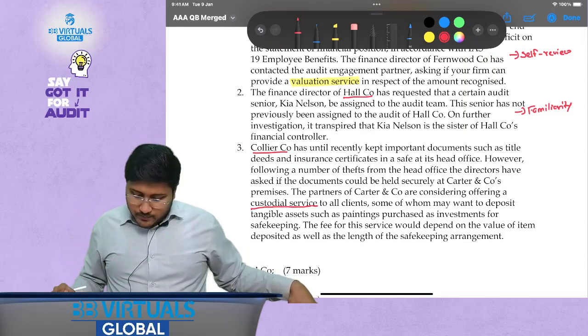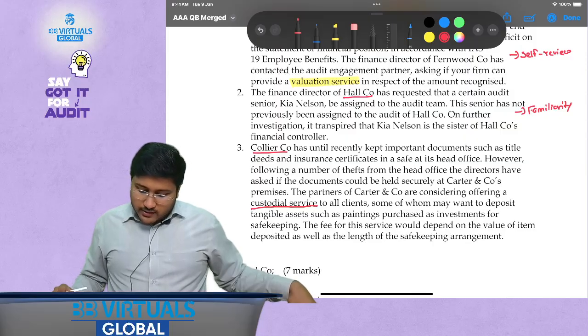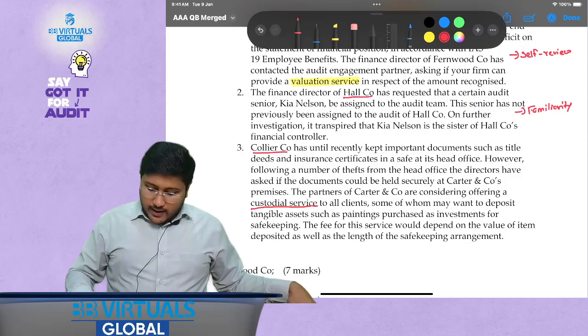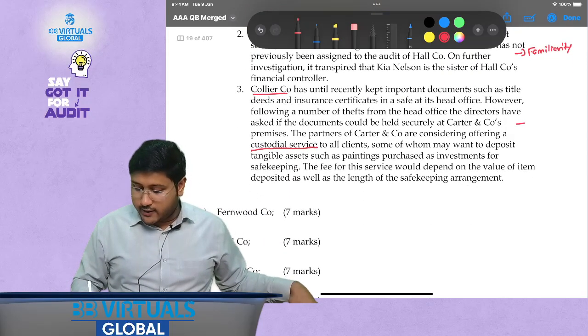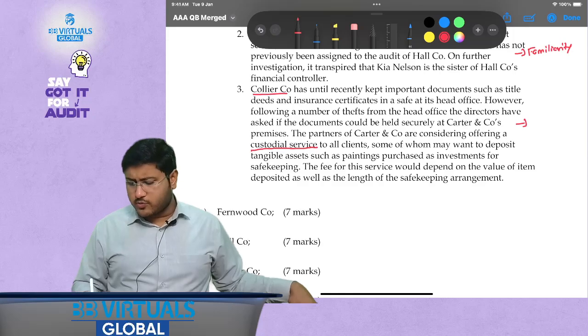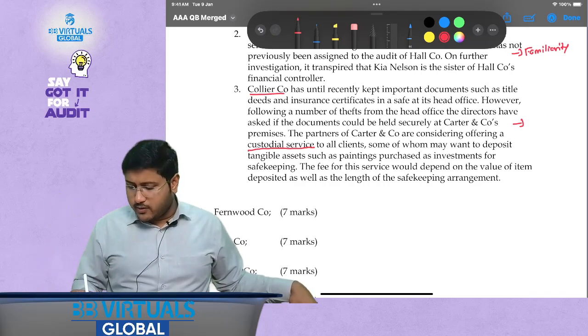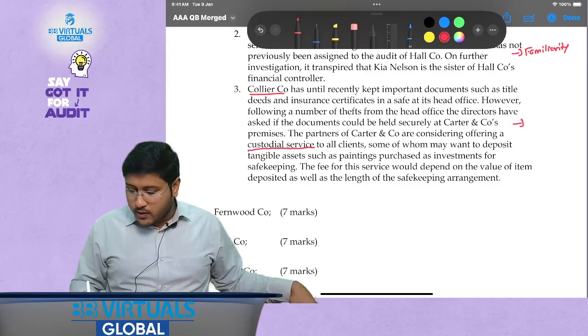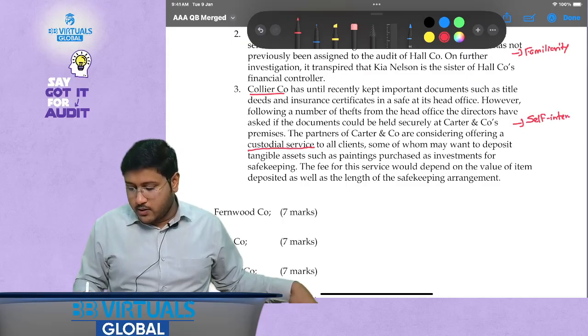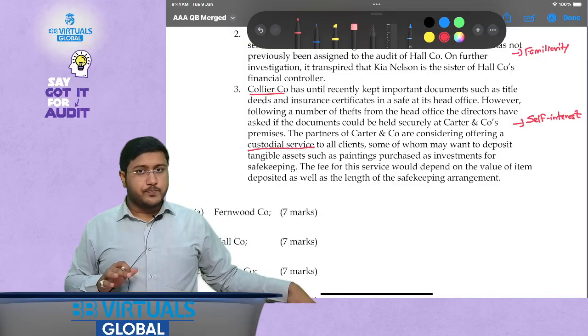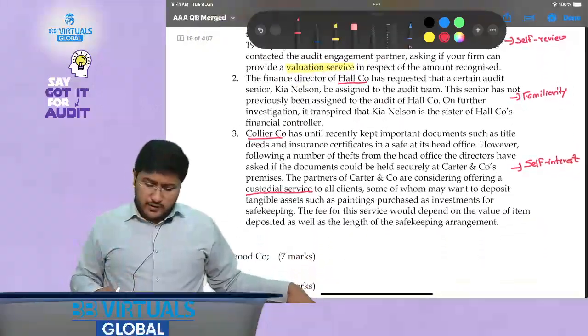So, self-interest threat. Some clients may want to deposit tangible assets such as paintings purchased as investments for safekeeping. The fee for this service would depend on the value of the item deposited as well as the length of the safekeeping arrangement, which is as per the business norms only, right? The more valuable the material is, the more valuable the safe custody fees would be. So this will give rise to a major self-interest threat, right? That is very, very important here.